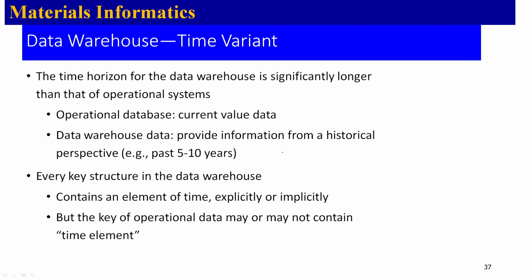It also has to be time variant, because the time horizon for data warehouses is significantly longer than for operational systems. Most warehouses must keep current value data, and they can also provide information from historical perspectives, like the past 5 to 10 years. But the key structure in data warehouses is that it must contain an element of time, which is explicitly or implicitly defined, so that the customers who are going to take data from our warehouses know it.